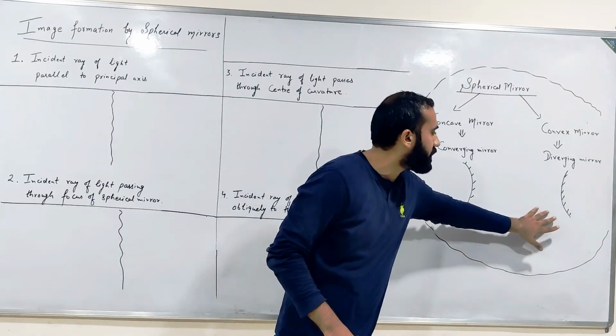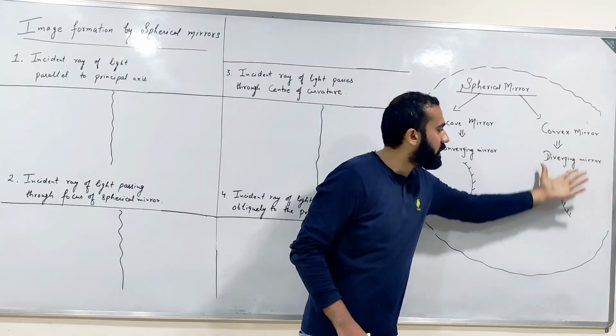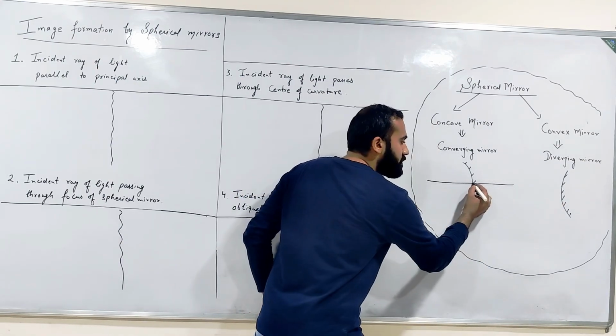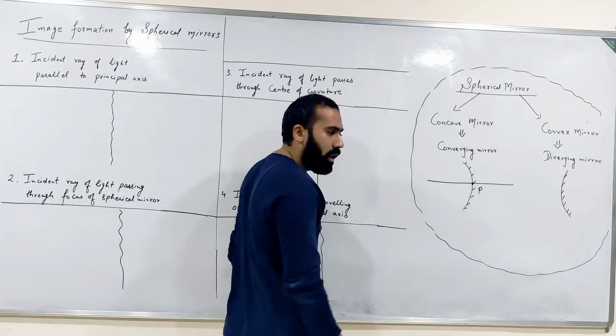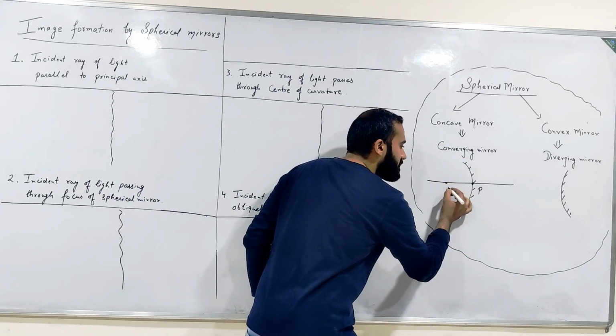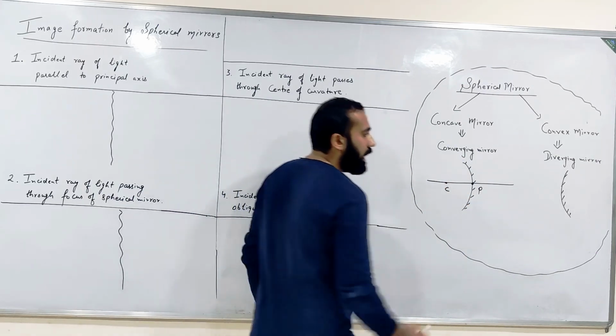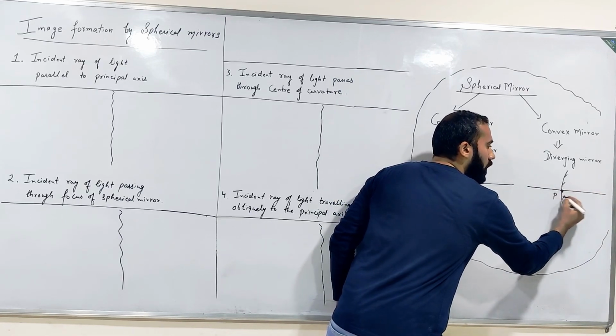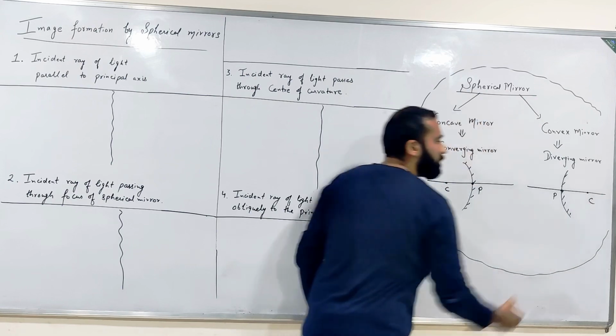And these are the representations of a concave mirror as well as a convex mirror. Here is the principal axis. This is P, that is the pole, and inside there is a center, that is the center of curvature. And in the convex mirror, this is again the principal axis. This is the pole and this is the center of curvature.